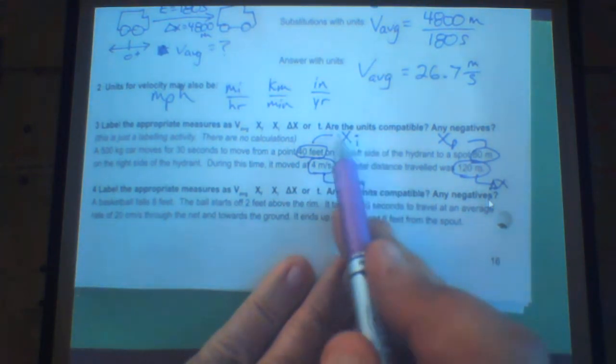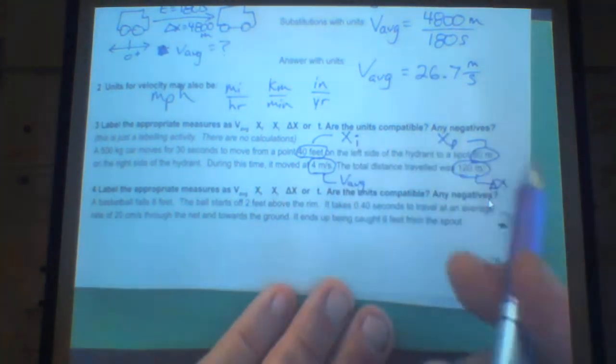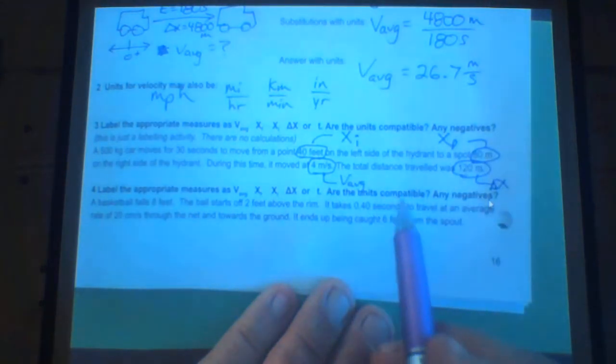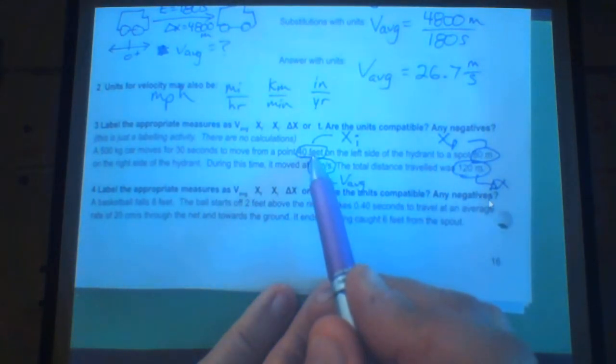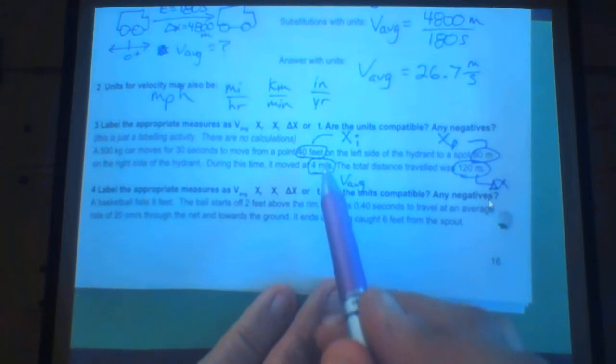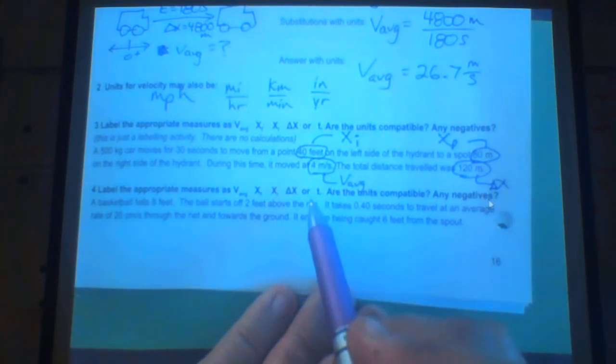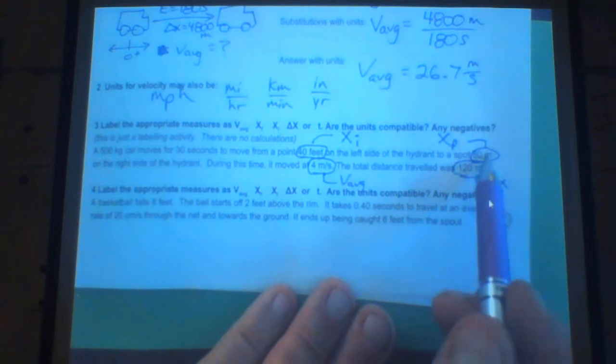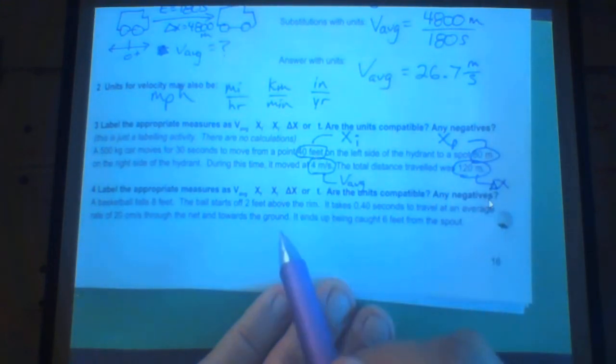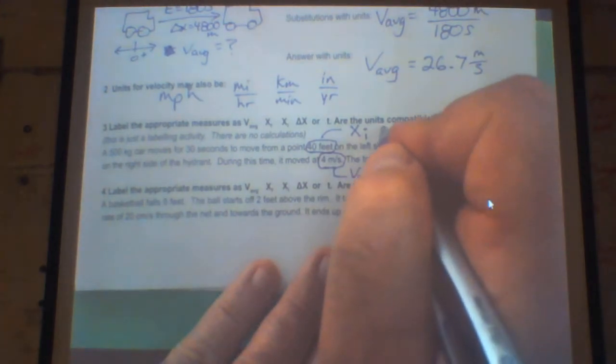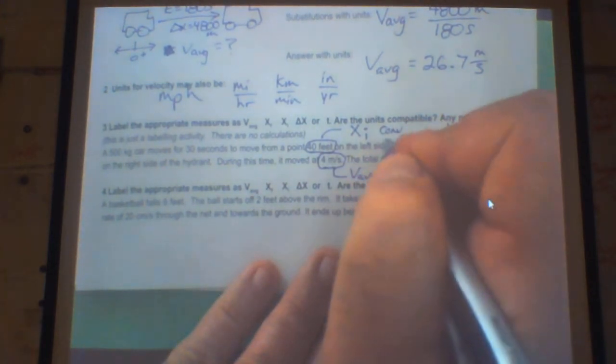Are the units compatible? In this case, no, they're not. Here we have the distance unit of feet, but in the velocity, we incorporate the distance unit of meters. So that's a conflict there. We got to change it. And here we have meters, there we have meters. So this feet is bad. We need to convert that. I'm going to put a CONV next to that.